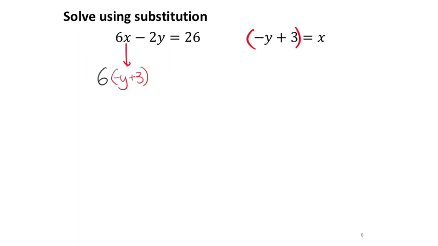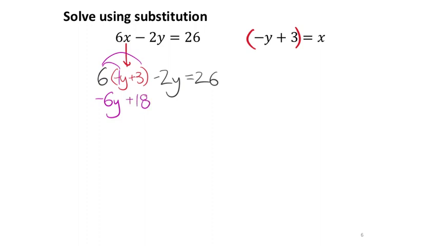The rest of it stays, so it's 6 times that x, so it's times negative y plus 3, minus 2y, and this would equal positive 26. All right, well, we've seen this process before. Now today we've seen it twice. So next up, we're going to use some distribution. That's 6 times negative y, or negative 1y, if you like it, which would give us negative 6y's. But then we also have 6 times 3, which would give us positive 18.